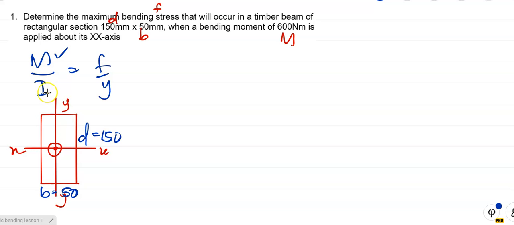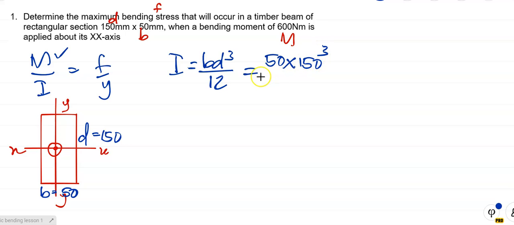So what's the second moment of area for the rectangle? Yippee, we know it. It's BD cubed over 12. You can either work it out individually and plug it into the formula at the end, which I will do now. So I is equal to BD cubed over 12, and B is 50 times 150 cubed over 12. What answer do I get there? Do the calculation and check me against you.